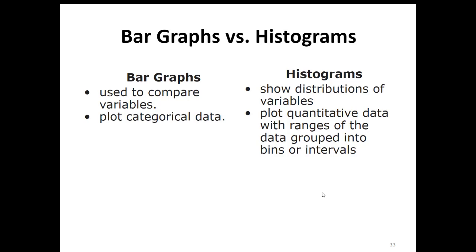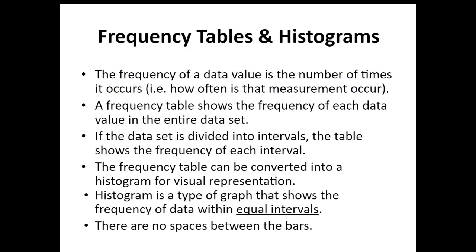The other type of bar graph that we use in statistics is called a histogram. And a histogram shows distributions of values, measurements of a variable. They plot quantitative data and they have different ranges where the data is grouped, and those ranges are called bins or intervals. So before we get too into this, I want to make sure that we have the vocabulary that we need in order to discuss this. And I just want to go ahead and very superficially clarify some terms with you.